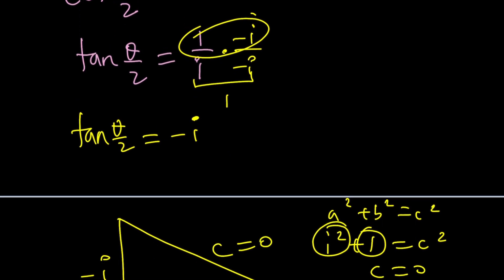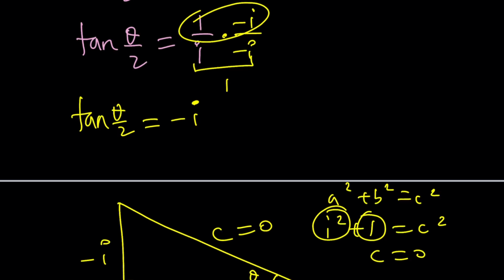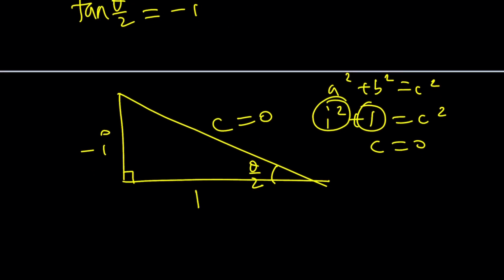So what does this mean though? That means there should be no solutions? Well, here's the thing. If tangent theta over 2 is negative i, then as you can see from here, sine theta over 2 and cosine theta over 2 is undefined, because you can't divide by 0, right? I mean, these are ridiculous expressions. Okay, it's not indeterminate, undefined, infinity, something like that.